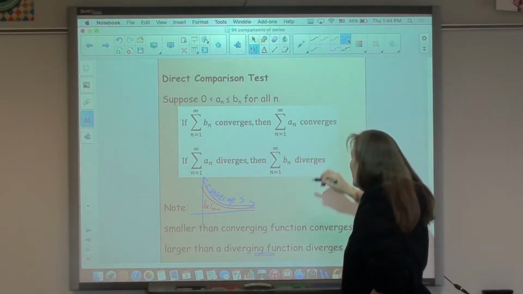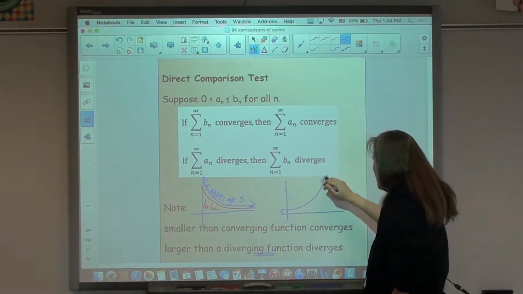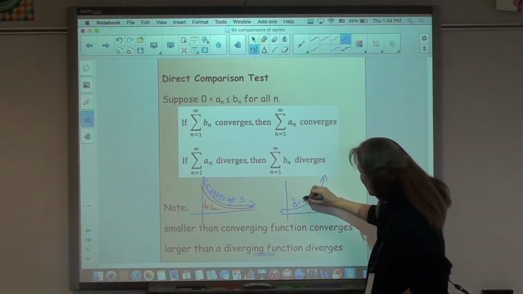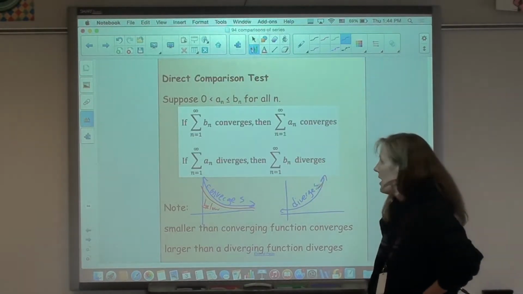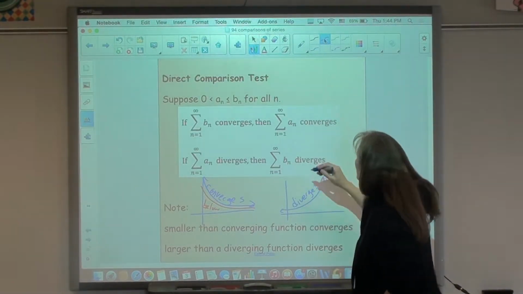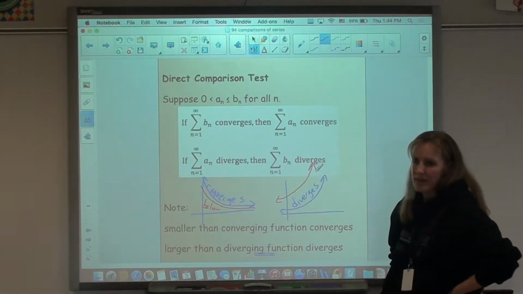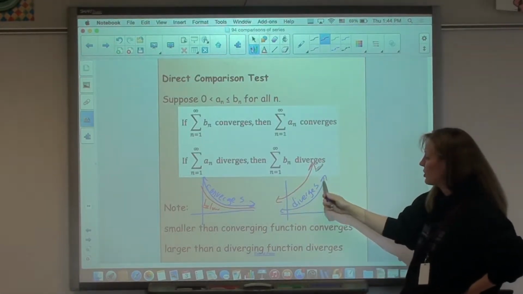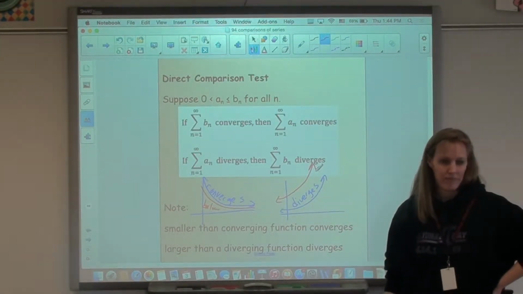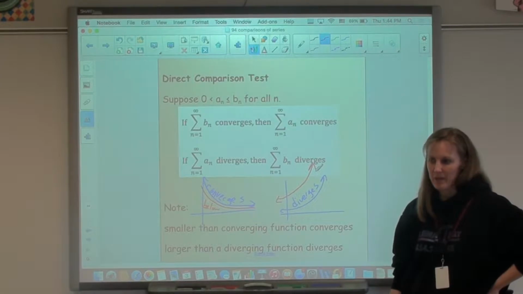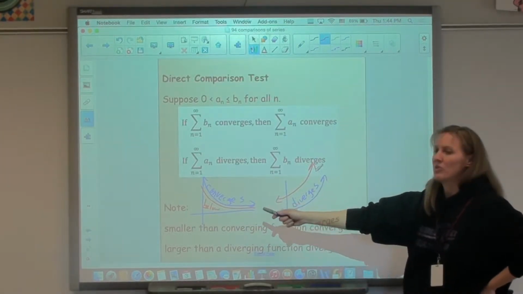If I have a function that diverges, say it's going to infinity, and then I have another function that's bigger than that function. If this guy diverges, then anything that's higher than it is also going to diverge. Does that make sense? So that kills off a whole bunch of functions.